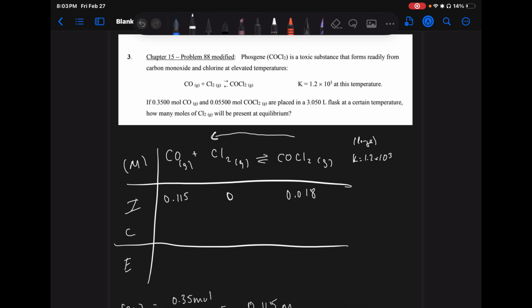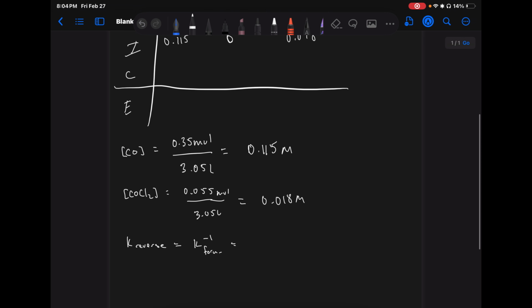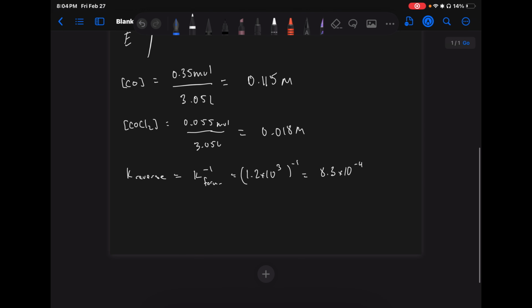So this K value here, 1.2 times 10 to the 3, is for the forward reaction. We need to find what it is for the reverse reaction. If you recall, K reverse is simply equal to K of the forward to the negative 1. So we have 1.2 times 10 to the 3, all to the power of negative 1, and that is equal to 8.3 times 10 to the negative 4. So this is K reverse.